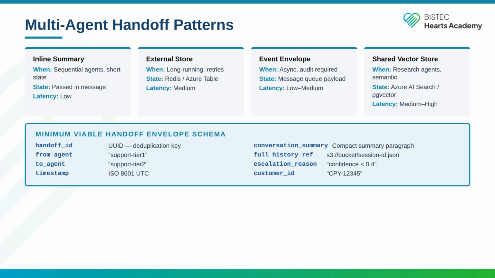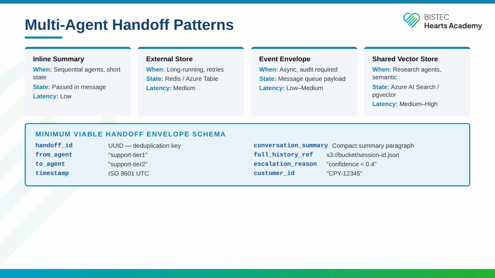The event envelope pattern puts the handoff payload onto a message queue, making it ideal for asynchronous workflows where an audit trail is required. The shared vector store pattern enables semantic retrieval across a large history using Azure AI Search or pgvector, valuable for research agents, but generally overkill for support.